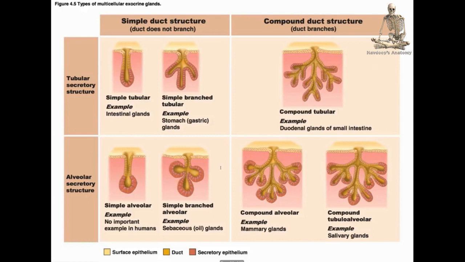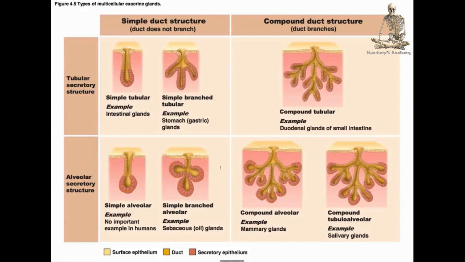And then we talk about the alveolar secretory structure. In the same way, it is defined as the simple and the compound structures. And in this, you can see the simple alveolar, it is not having any branches. It is simple, but it is not present in human beings, so no example for the human being. And then we have simple branched alveolar structures, which are present in our sebaceous glands, which secrete the oil in our skin. So you can clearly see that it is having three branches.